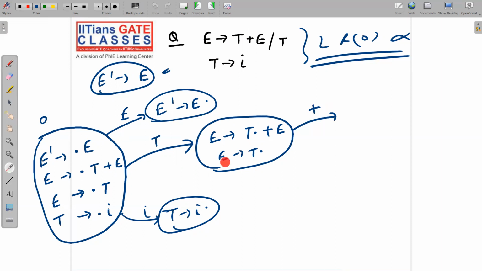And obviously follow of E is not containing plus. So it may be SLR1. So I have to check it out. So I have to make the DFA further also.